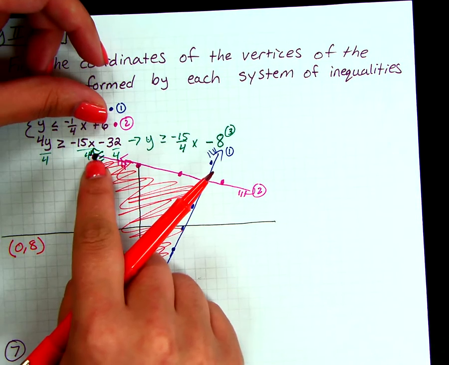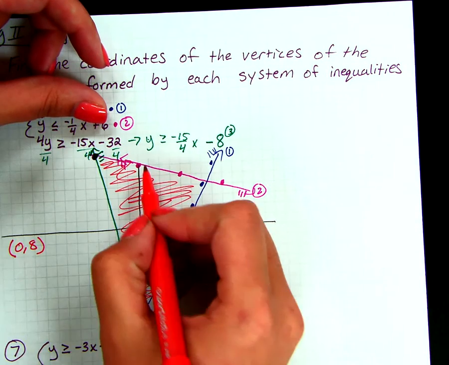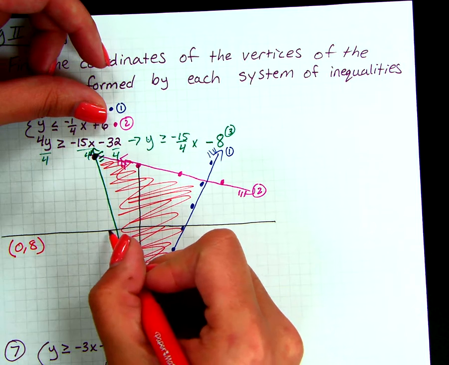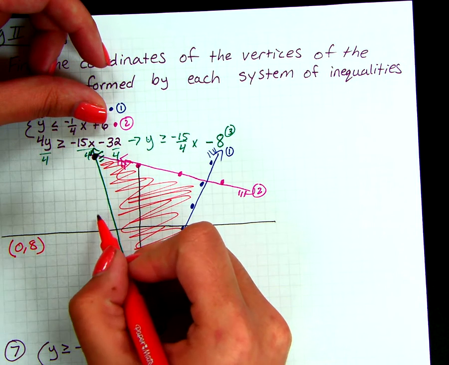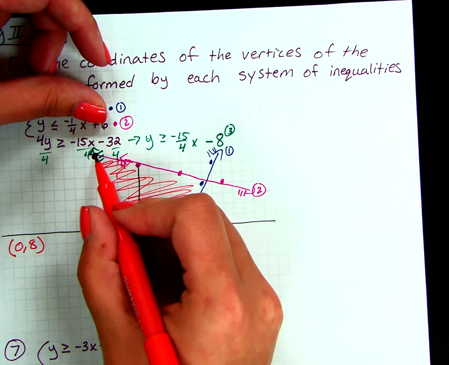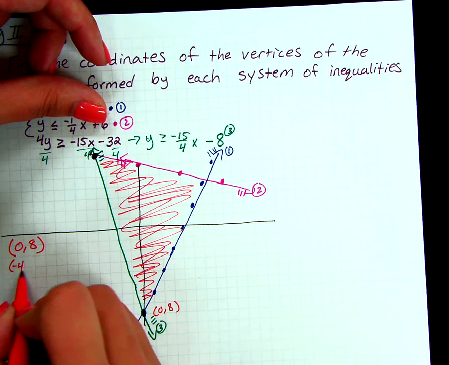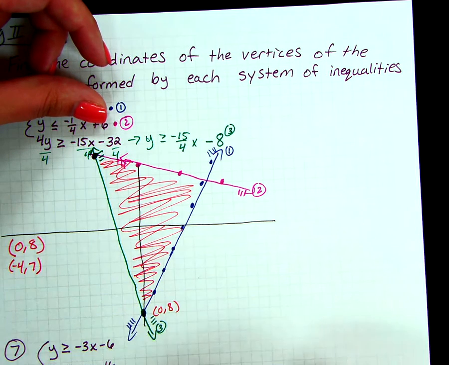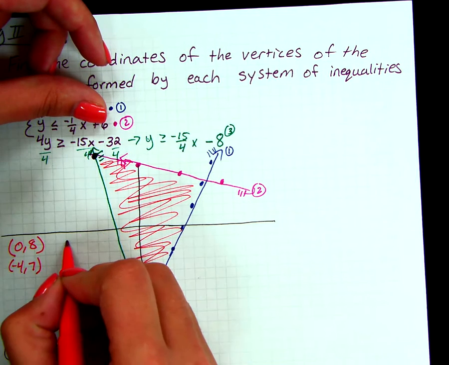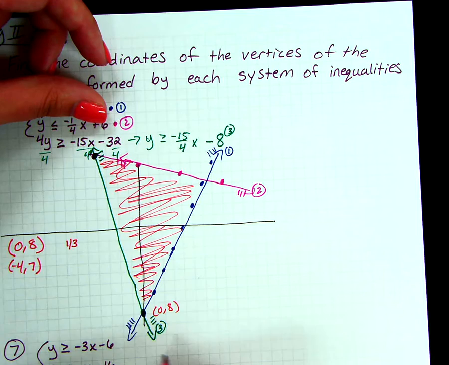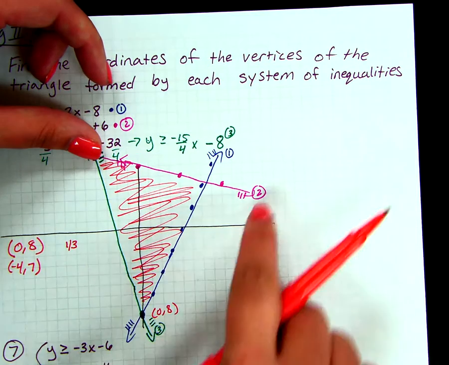And then this one was also an intersection. So that one is at 1, 2, 3, 4, 1, 2, 3, 4, 5, 6, 7. So we went left 4, up 7. So let's see. So we said this one was between 1 and 3. And then this one was between 3 and 2.